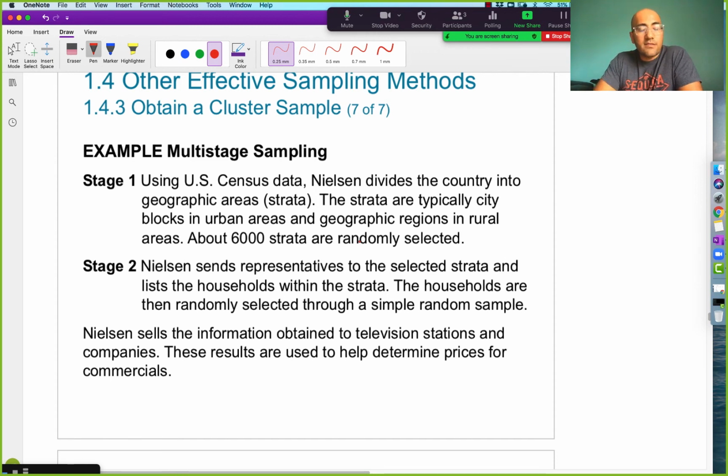certain city block. Nielsen then sends representatives to the selected strata and lists the households within the strata. The households are then randomly selected through a simple random sample. Good.